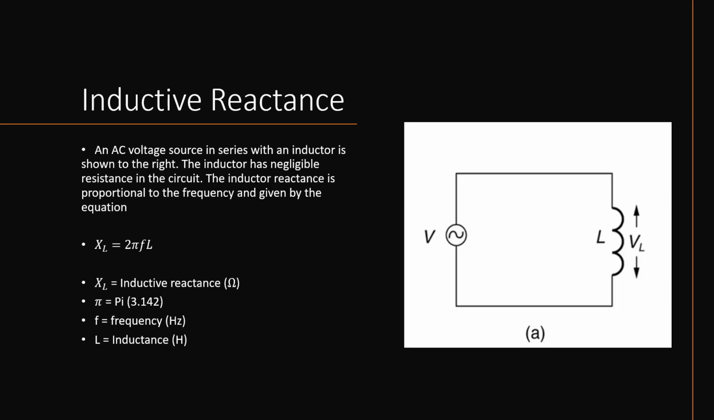Inductive reactance. When an AC voltage source is in series with an inductor, the inductor has a negligible resistance in the circuit. The inductive reactance is proportional to the frequency and is given by the equation XL equals 2 pi FL, where F equals frequency in hertz and L is inductance in henries.